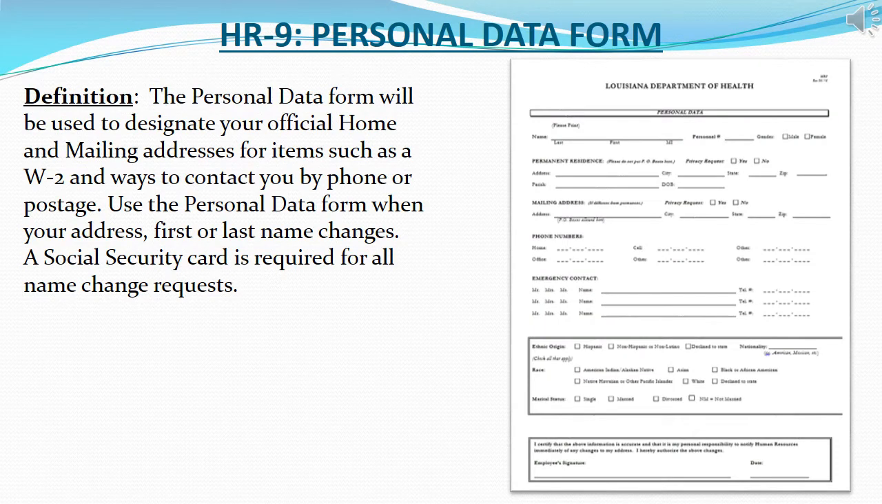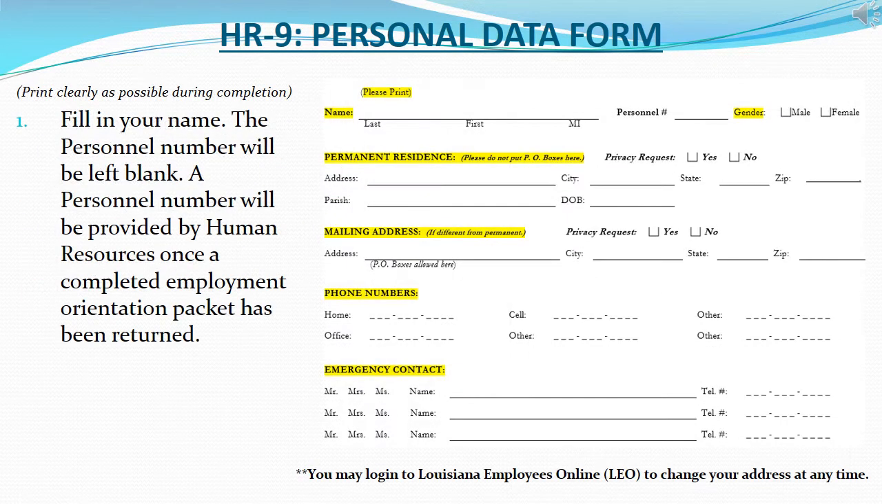The HR9 or Personal Data Form will provide HR with all of your contact information, in one place, along with your personal demographics. This form may also be used when your address, first name, or last name changes. An updated Social Security card must be provided with all name change requests. Print as clearly as possible during completion.